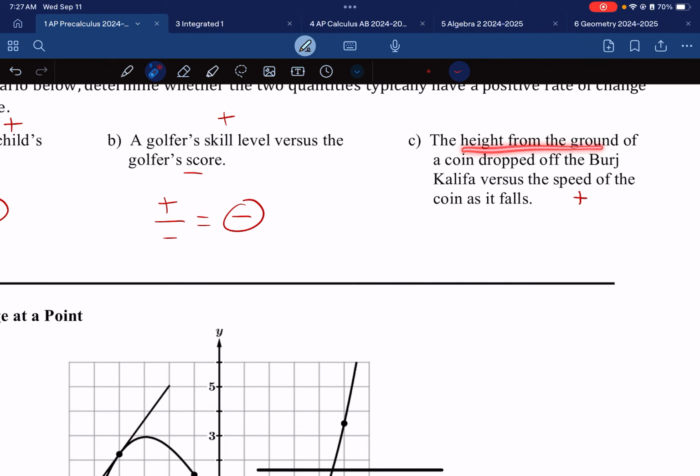So the height from the ground, the height was really big, and then that height slowly gets smaller and smaller and smaller until that height is eventually 0 when it hits the ground. But our height should be going down, so that is a negative. A negative divided by a positive is a negative.